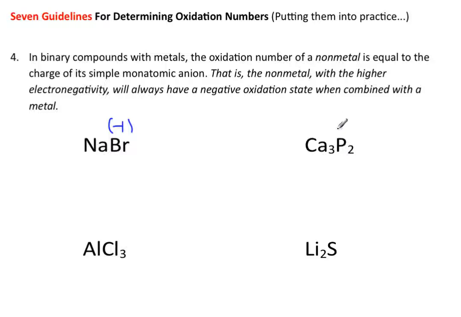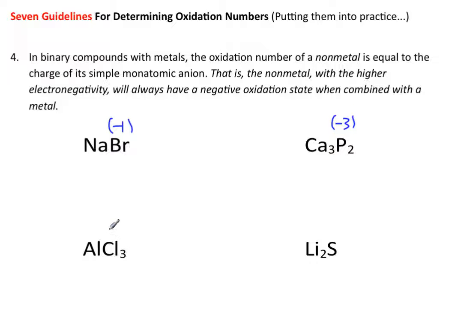Calcium phosphide. Phosphorus is the nonmetal. The phosphide ion is the ion, and the most common charge for phosphorus is -3. It's group 5, so it can gain 3 electrons. So there's the oxidation state for phosphorus, -3. And remember, that's assigned to each phosphorus.